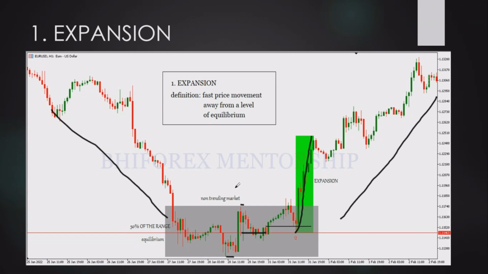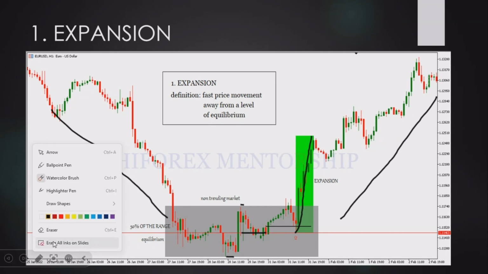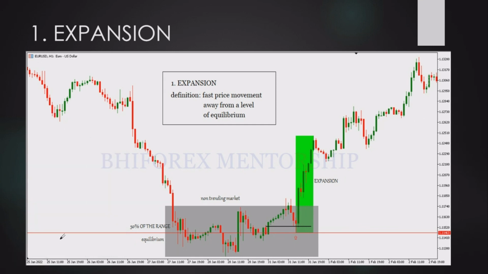Now, price can expand towards the right side or the wrong side. And what I mean by that is price can expand in the wrong direction to induce traders to want to take a trade in the wrong direction, or it can expand in the direction it is meant to go. How would you know the difference? Well, when we get to power of three, we are going to know the difference.